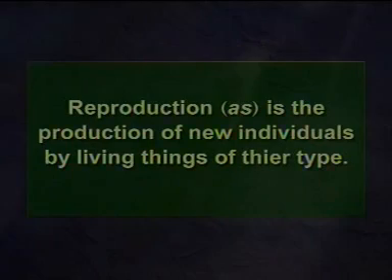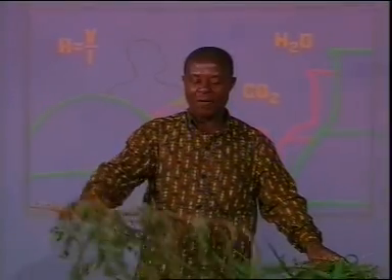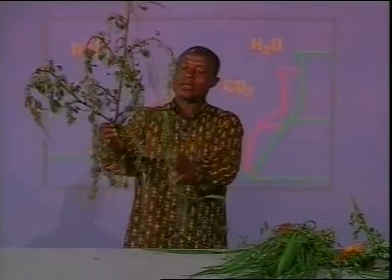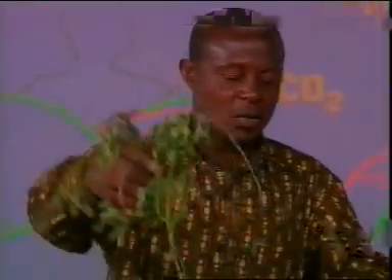We have known reproduction as the production of new individuals by living things of their type. I have with me here a number of flowering plants. Amaranthus is here. I also have Tridax here. They are all plants that reproduce by forming flowers. Therefore, they are all flowering plants.